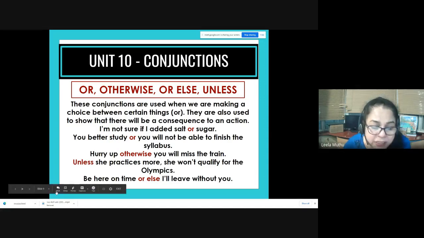Okay. So in this case, you can see that with "unless" there are two sentences. She practices more, and the other one is she won't qualify for the Olympics.